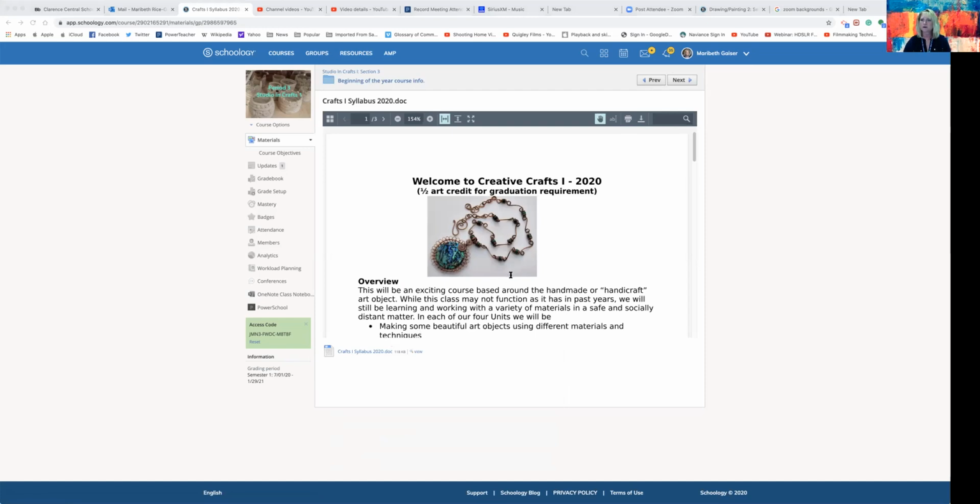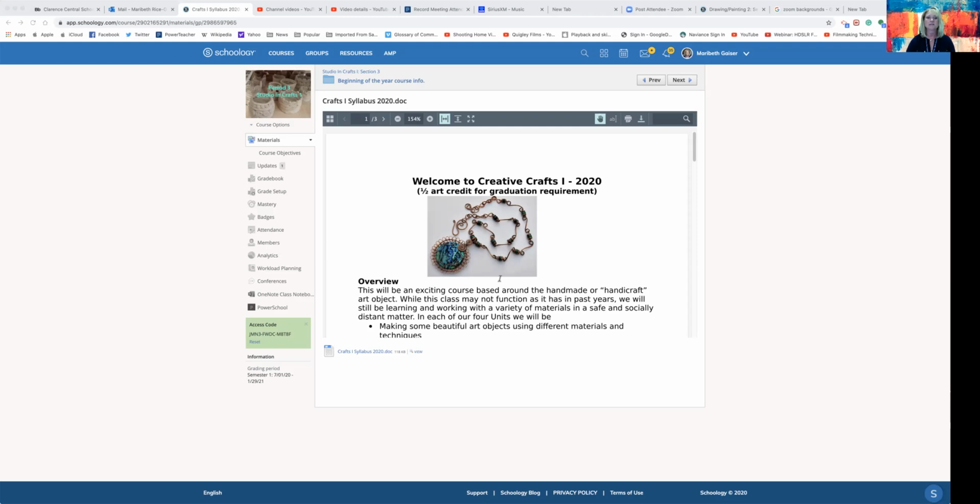Okay, so I would like to give you an overview of what you and your child can anticipate for this semester. This is a half-year class, so they will receive a half an art requirement for graduation. For the overview, we've broken it down into 4 main units. The first one is going to be working with clay, so it's hand building with clay. The second one is going to be working with some jewelry and adornment making. Third is going to be stained glass. And the fourth is going to be paper mache.